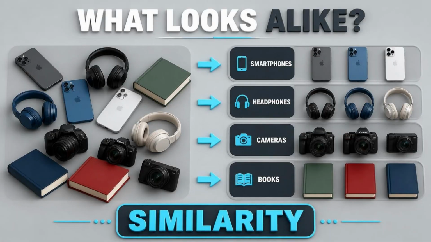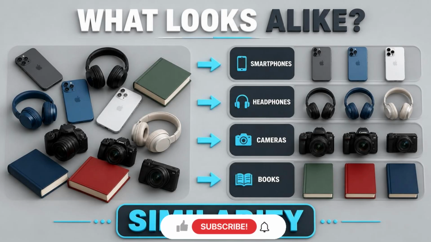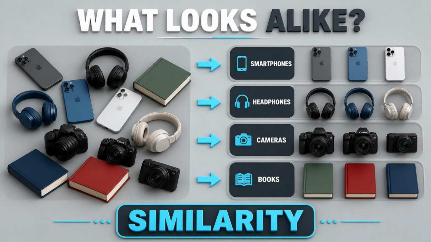But wait, how can an AI find groups if nobody tells it what the groups are? One important clue is similarity. Think about a table covered with different objects. You might notice that some objects look similar. Phones look like phones. Cameras look like cameras. Books look like books. You don't need someone to tell you that. You can recognize the similarities yourself. Algorithms can also look for relationships like these inside data. And those similarities can become clues for discovering hidden structure.